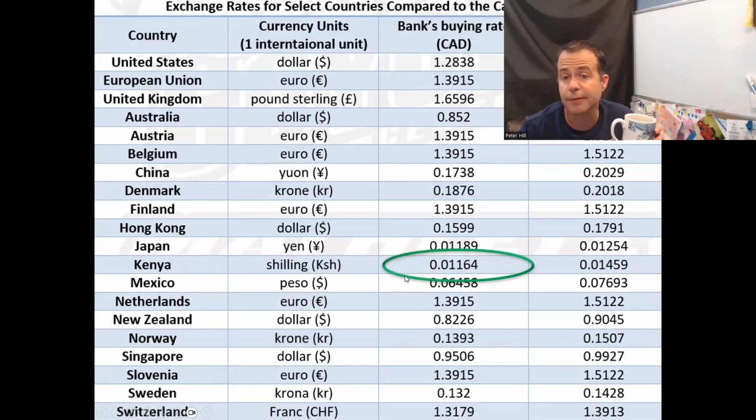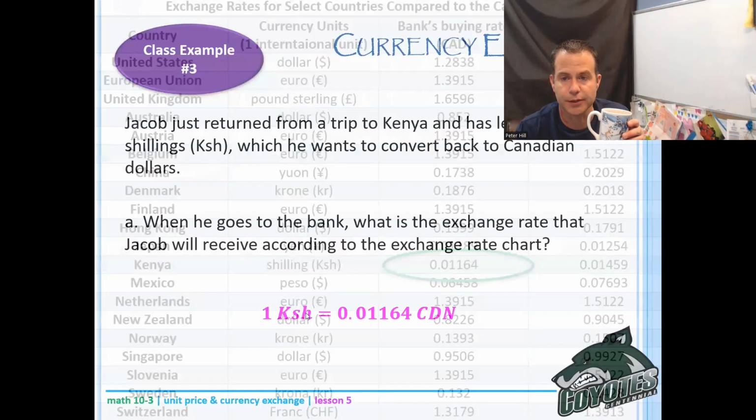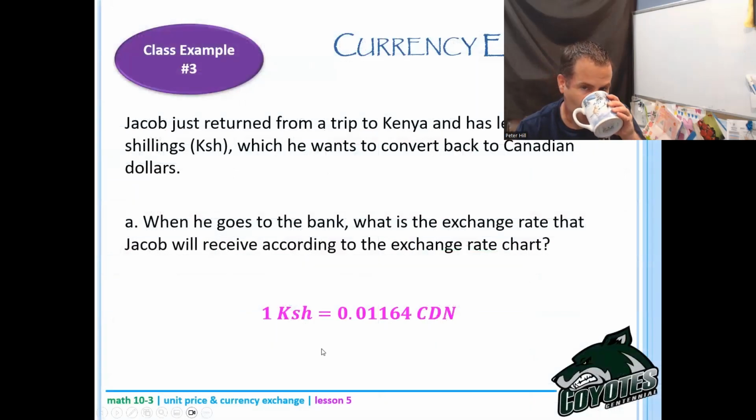0.01164. So now that's going to give us our exchange rate. 1 Kenya shilling is worth 0.01164 Canadian dollars. Okay, so here is our exchange. Just like I said, 1 Kenya shilling is worth 0.01164 Canadian. So that's going to be our first fraction.